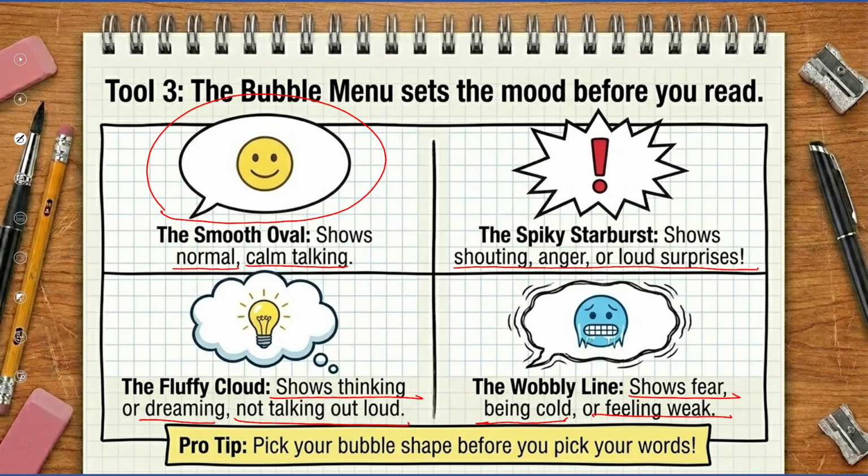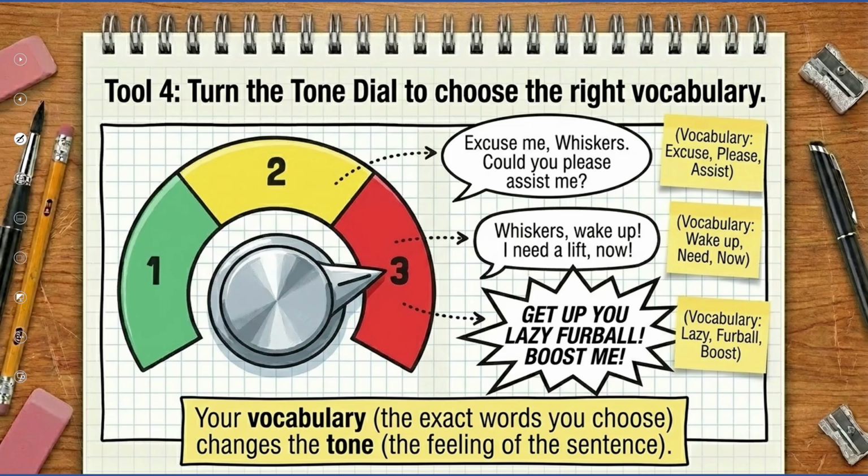This is a very important part of the speech bubble. Now, "Excuse me, Whiskers, could you help me please?" This is very calm talking. That's why we have used a plain speech bubble. "Whiskers, wake up, I need a lift now." Again, very plain talking. That's why we have used a smooth line speech bubble.